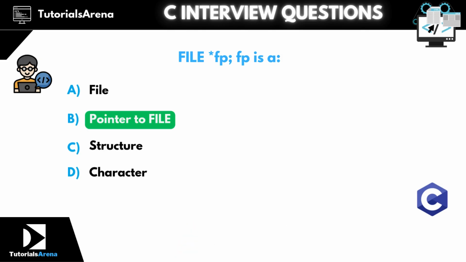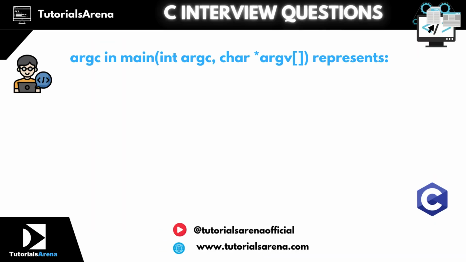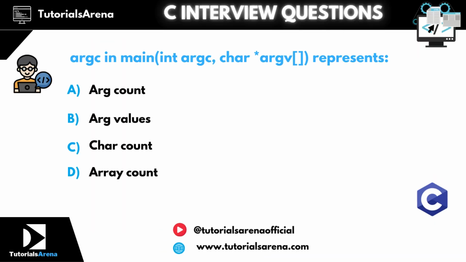Moving on to the next question. Question 95. What will be the output of this statement? Option A, arg count. Option B, arg values. Option C, char count. Option D, array count. The correct answer is option A, arg count.